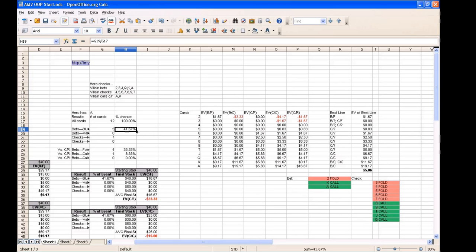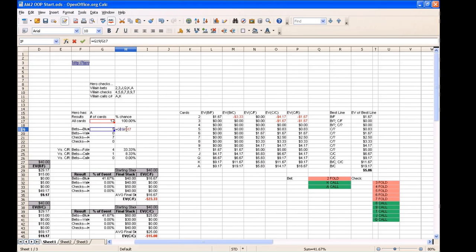But now the problem is if we drag this formula down, we're getting problems, because it's not only dragging this down, but it's dragging this red one down with it. We simply want this 12 to be locked. We want to know 5 divided by 12, 0 divided by 12, 7 divided by 12. So we want these to move down, but we want this to stay the same.